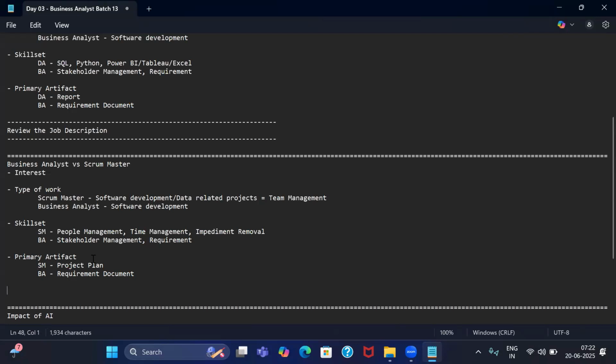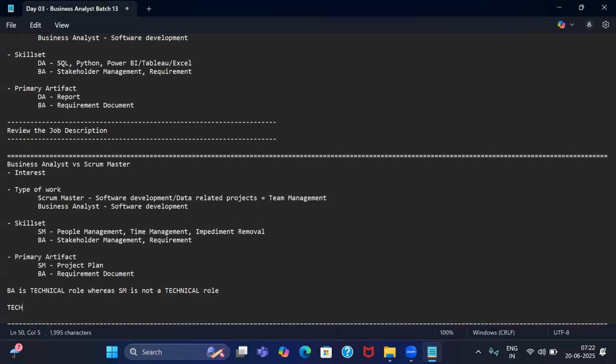Now, other than this, there is one more point that I want to highlight. BA is a technical role, whereas Scrum Master is not a technical role. So what do I mean by it is, technical role basically means that anyone who contributes directly to the software development.